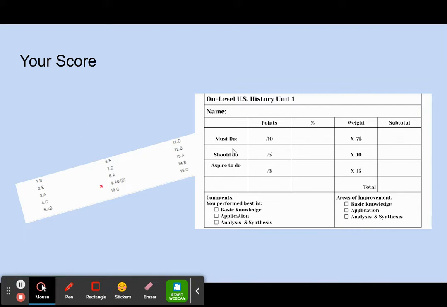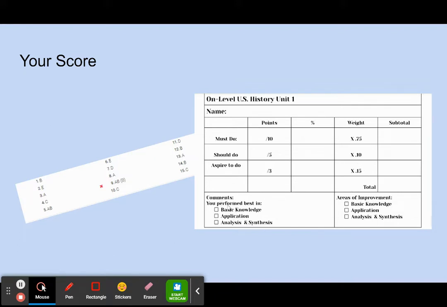Your should do are those application questions that you do at the end of the chapter. So it's similar to that. That's worth 10%. That gets you up to an 85%. Your aspire to do are those harder questions, which require you to synthesize or analyze information, and those are worth 15%. This gets you up to an A.